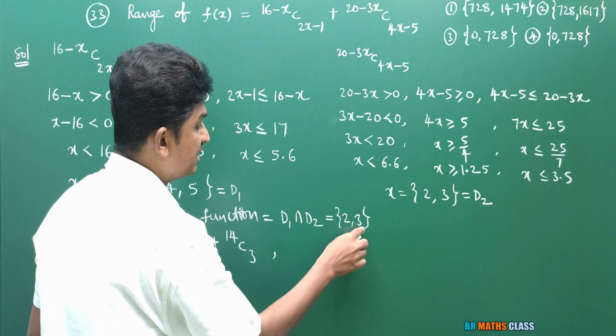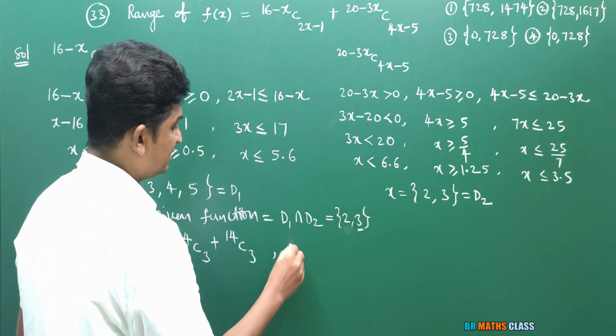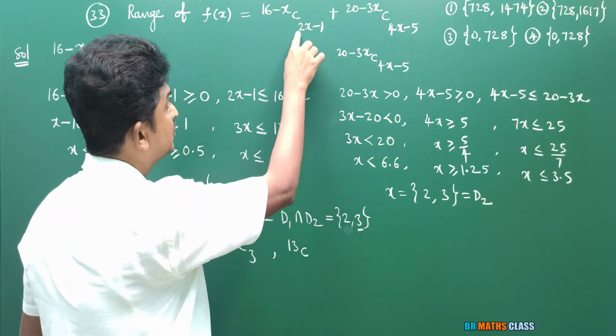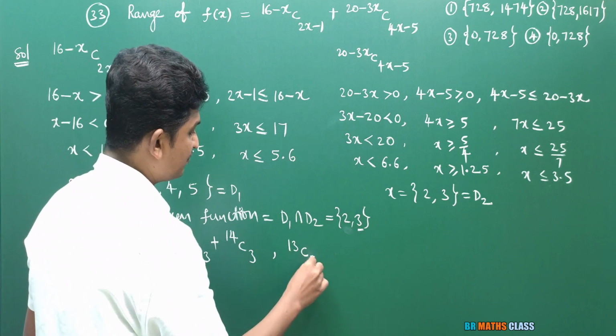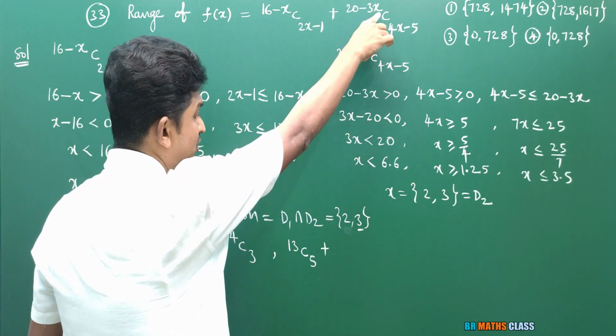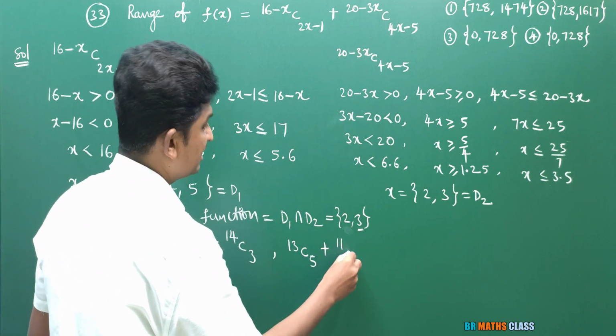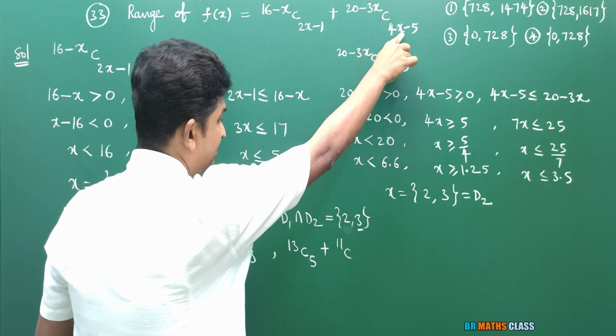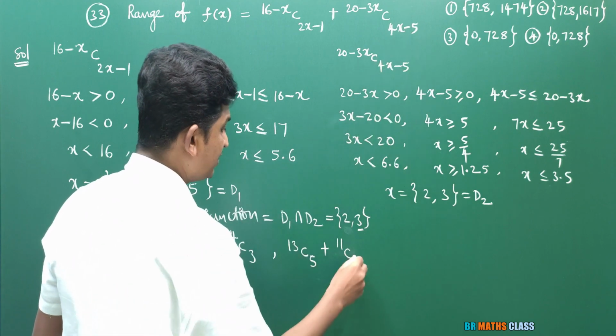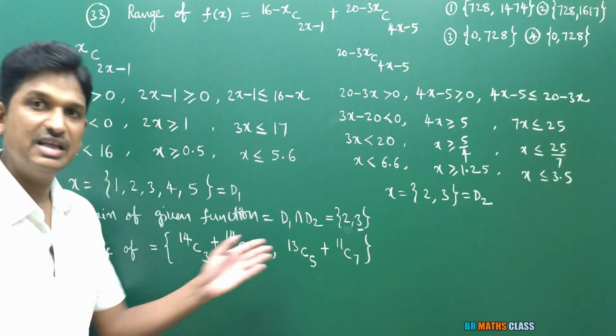In the given function, in place of x you write 3. 16 minus 3, that is 13C. 2 3s are 6. 6 minus 1 is 5. Plus, here also in place of x you write 3. 3 3s are 9. 20 minus 9 is 11. 11C. In place of x you write 3. 4 3s are 12. 12 minus 5 is 7. This is the range of the function.